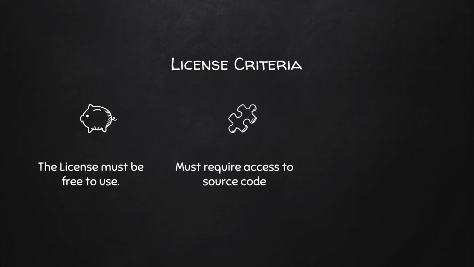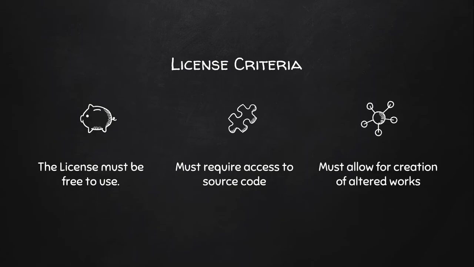Open source licenses must require a clause that provides access to the source code. So the open source license must say, anyone who takes this project must have access to the compiled and the uncompiled version of the code. Open source licenses must allow for the creation of altered works, for derivatives. It must state that, hey, if you put this license on here, if you mark your code as open source, that means you're allowing other people to create derivatives of it.